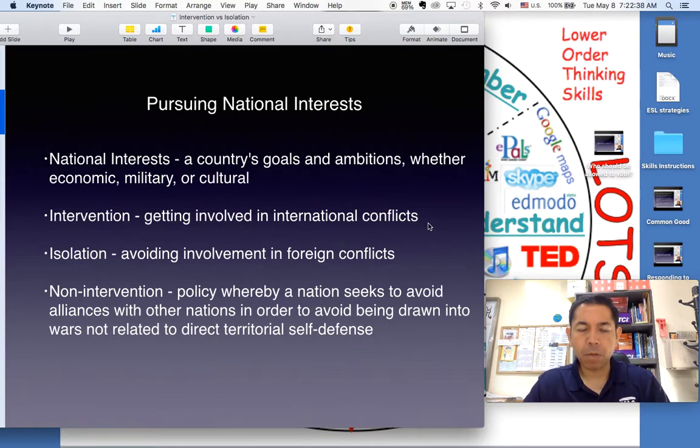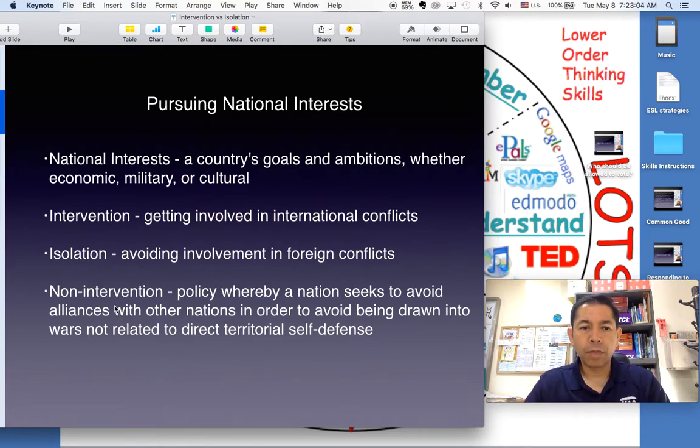Now they want a certain outcome, and again, forget about what the outcome is. The intervention is simply they're getting involved in things that don't directly affect them. And so isolation is the opposite. So if the US had just ignored what's going on in Syria and simply said, well, that's a Syrian issue and they need to handle it on their own, that would be an example of isolation.